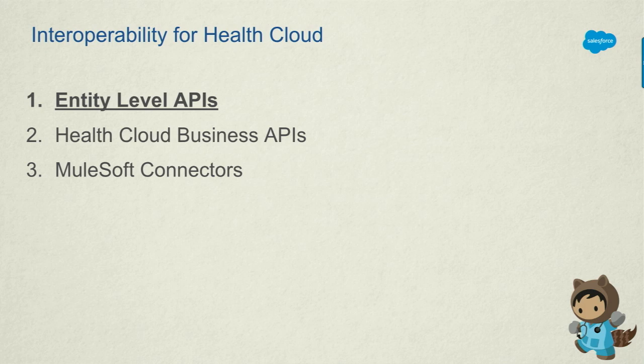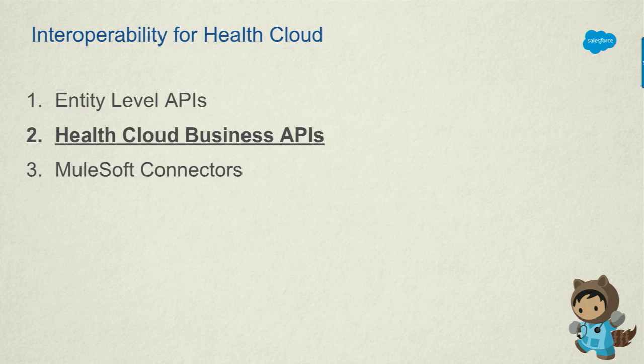Health Cloud was originally built and continues to be running on the Salesforce platform. In addition to using the standard entities from Salesforce, we have also built a very rich data model, close to 100 entities within the healthcare space. These entities also have all the accessibility of creating, deleting, and updating records through APIs. These are what we call the entity-level APIs.